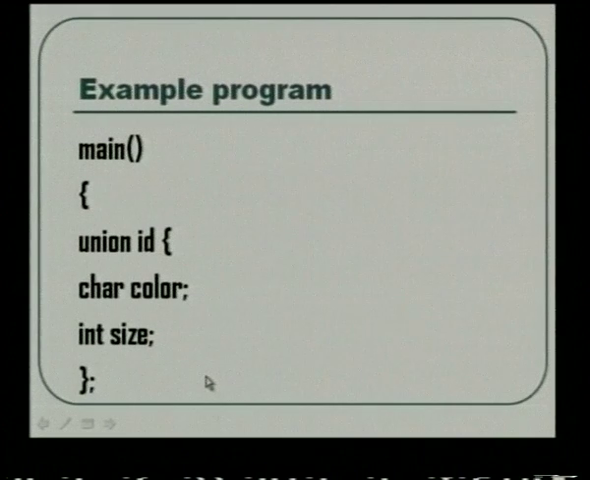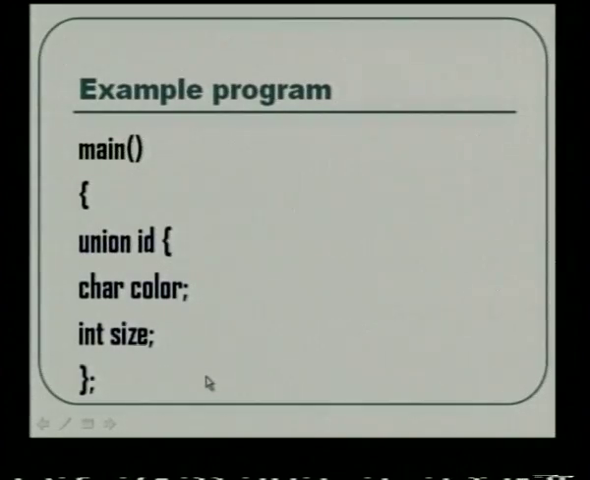Now, we will see one example program of using a union with a structure. Here you are having the main function, under which you are declaring the union. Union is a keyword, ID is the tag, and it is having two members, a character and an integer.